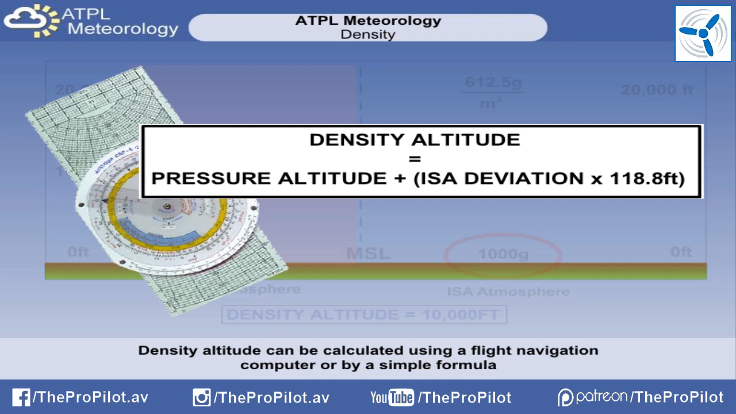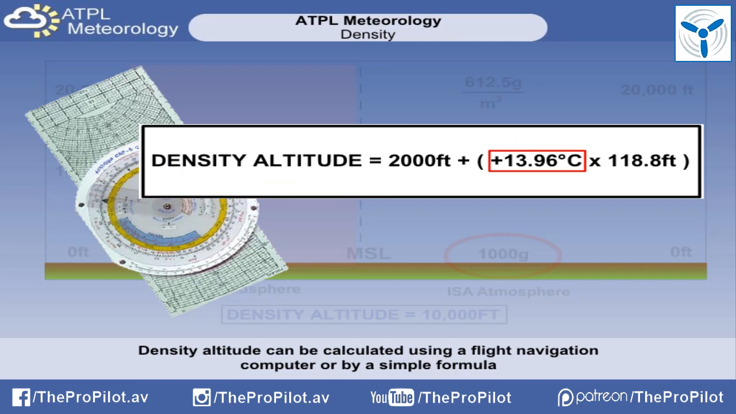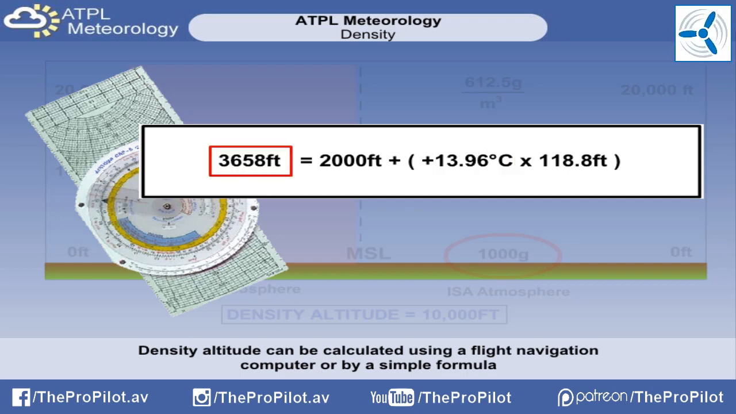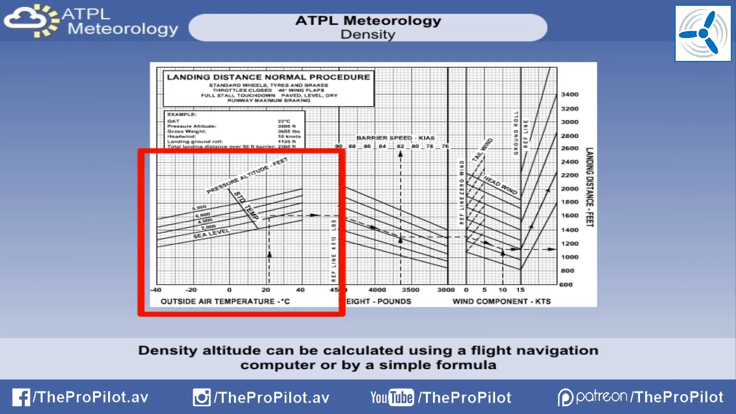Now let's look at an example. Let's say the pressure altitude is 2,000 feet and the temperature is 25 degrees Celsius. This means the atmosphere is 13.96 degrees warmer than ISA. Therefore, the ISA deviation is plus 13.96 degrees Celsius. We can now see that the density altitude is 3,658 feet. Most density changes are accounted for in performance graphs by the use of altitude and temperature nets.